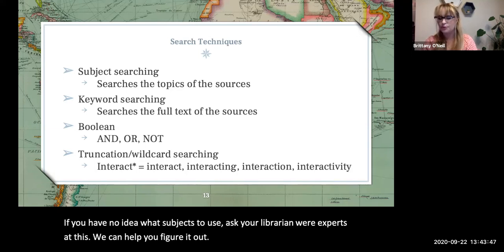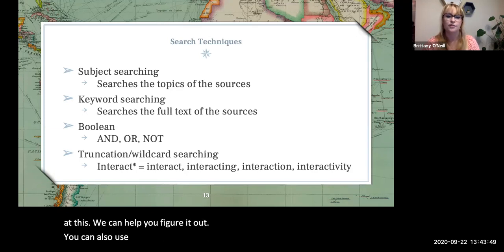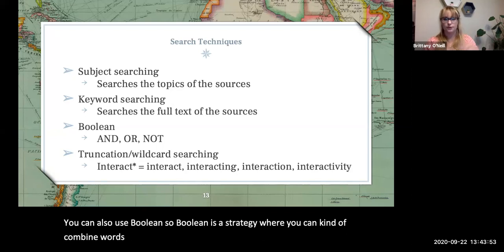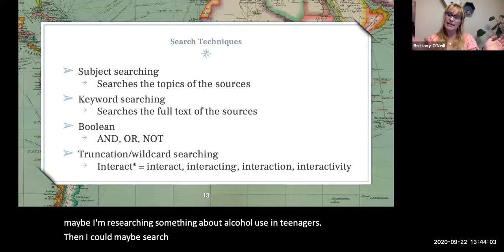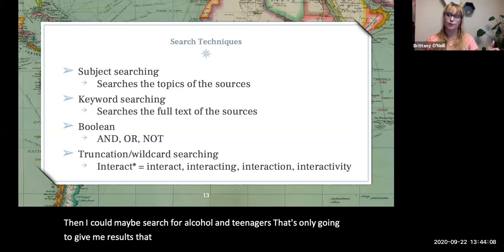You can also use Boolean. So Boolean is a strategy where you can kind of combine words to either get more results or fewer. So for example, maybe I'm researching something about alcohol use in teenagers. Then I could maybe search for alcohol and teenagers. That's only going to give me results that use both of those phrases. So I'm going to get fewer, more specific results.